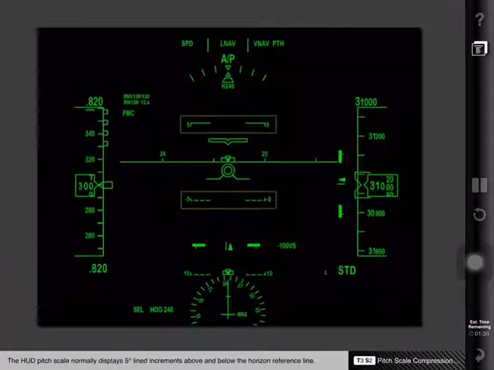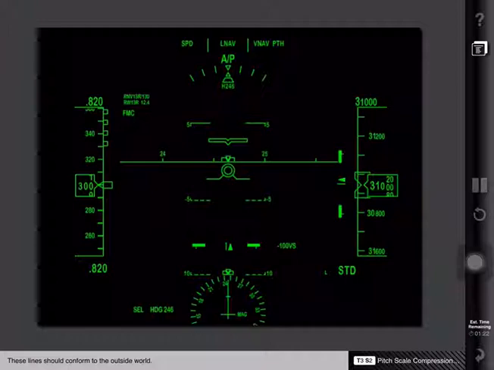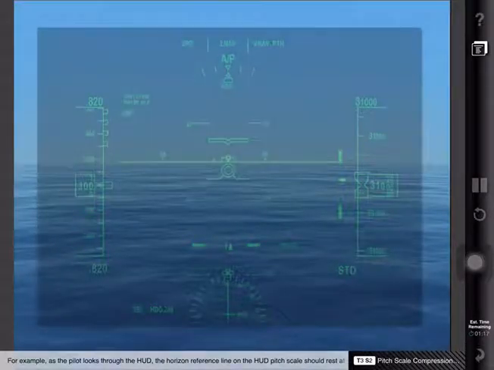The HUD pitch scale normally displays 5-degree lined increments above and below the horizon reference line. These lines should conform to the outside world. For example, as the pilot looks through the HUD, the horizon reference line on the HUD pitch scale should rest at or near the actual horizon outside the airplane. At higher altitudes, the HUD horizon reference line may appear slightly above the actual horizon due to curvature of the Earth.